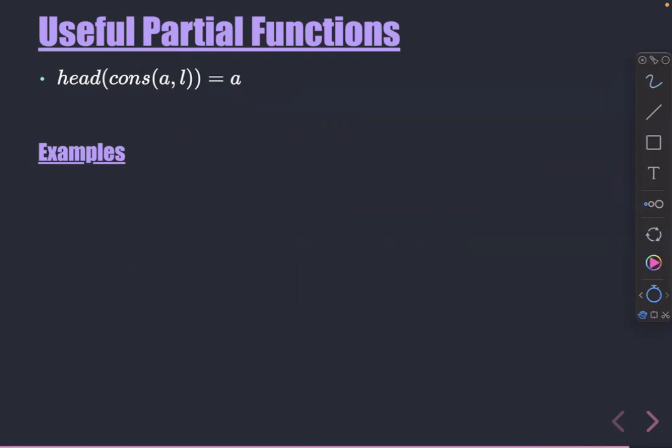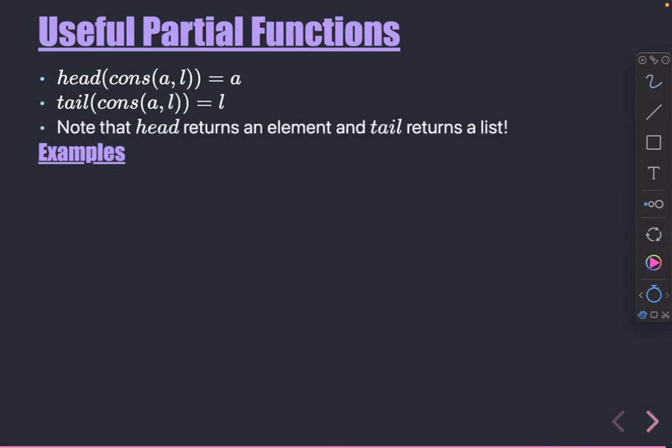So I'm going to talk about some useful partial functions we're going to use. There are two: head and tail. Basically, the head of a list returns the first element, and the tail of a list returns the rest of the list. So this isn't an element. It's returning the rest of the list. And so, let's hammer that home. Head returns an element. And tail returns a list.